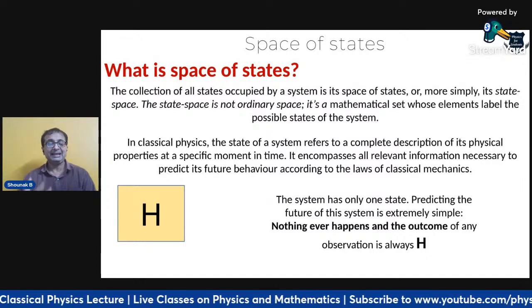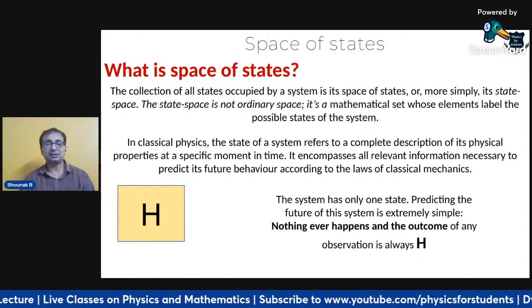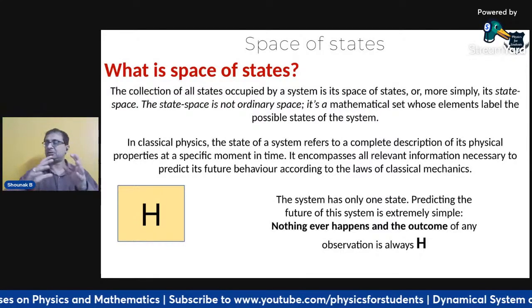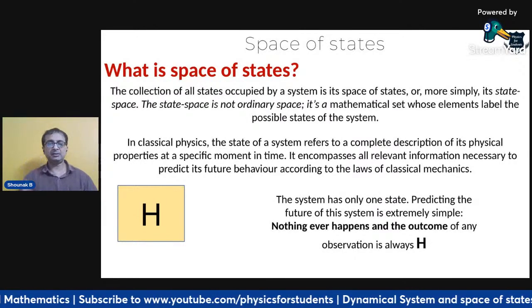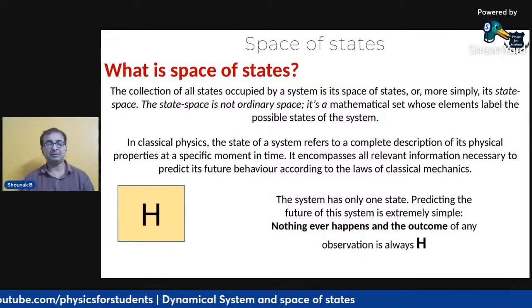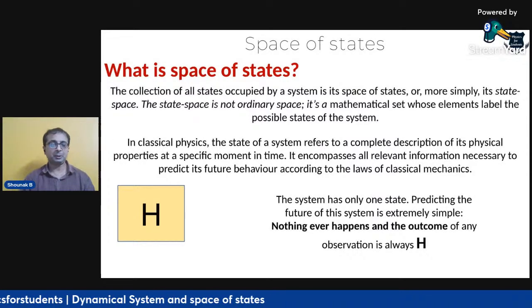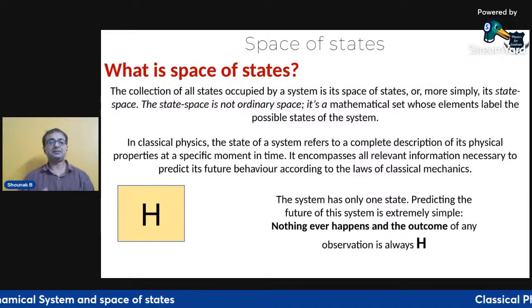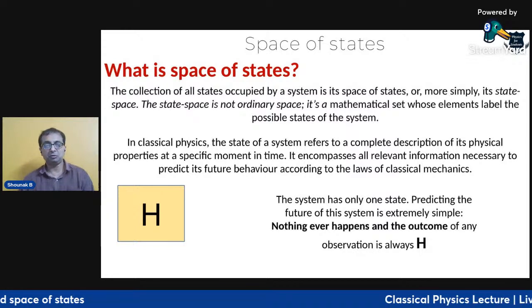In classical physics, the state of a system refers to a complete description. If you have a cup or a ball, it is a complete description which describes everything. If I have a coin which has only a head, then the future is very simple: it will only show a head.